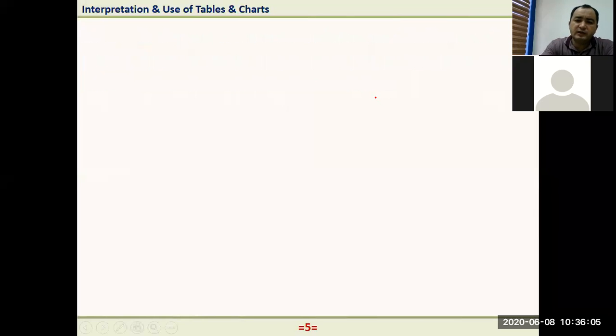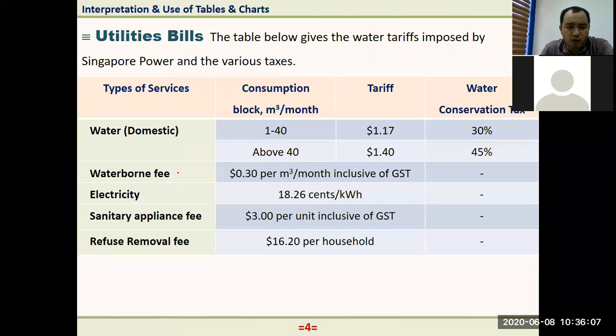All right. So here I have a lot of things I need to write one by one. Number one, for water, I will calculate. For waterborne fee, I will calculate. Electricity, I will calculate. Sanitary appliance fee, I will calculate. And refuse removal fee, we will calculate, right? And these are the rates, right? And plus, after that, on this amount, on electricity, on refuse removal fee, we have to add this GST tax. And after that, I can get, and also this tax, right? We can get the total bill that you have to pay from your pocket.